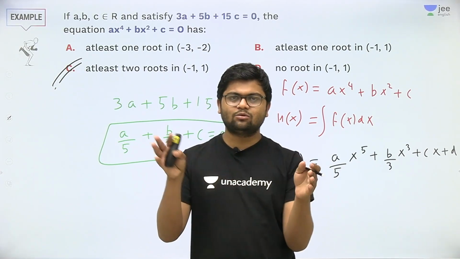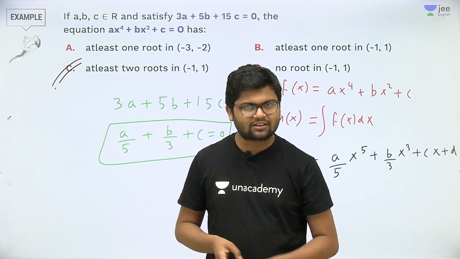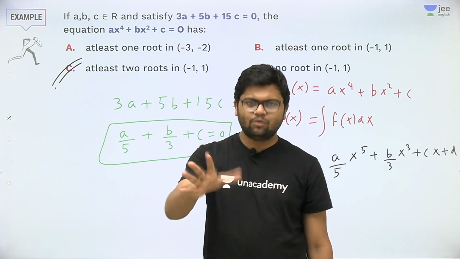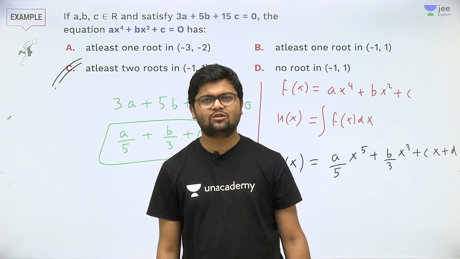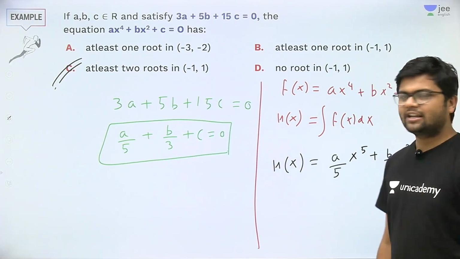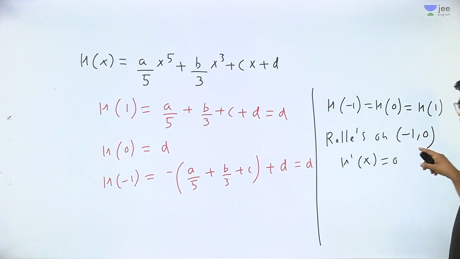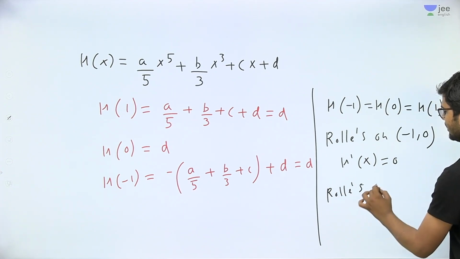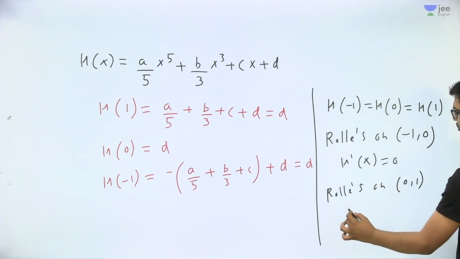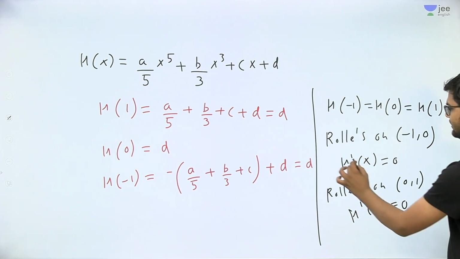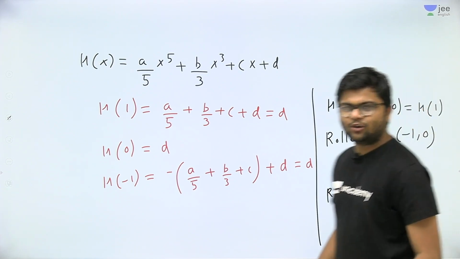Therefore, from -1 to 1, how many roots will f(x) have? It will have at least 2 roots. It can be more than 2, but for 2 we are sure. So f(x) will have at least 2 roots in the interval -1 to 1. So the answer will come out to be C. Rolle's on 0 to 1 will give us the conclusion that h'(x) is equal to 0. I hope everybody must have got the idea. Yes or no? Very good students, very good. It was a very good question.